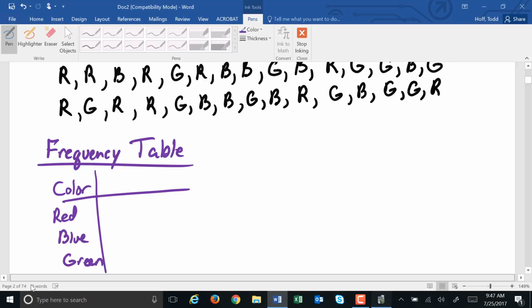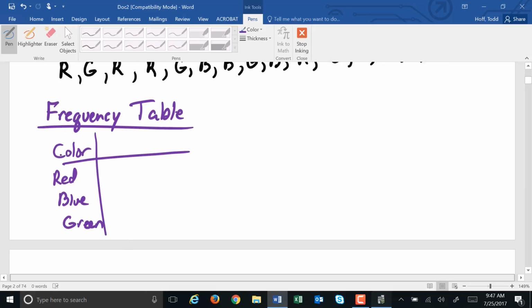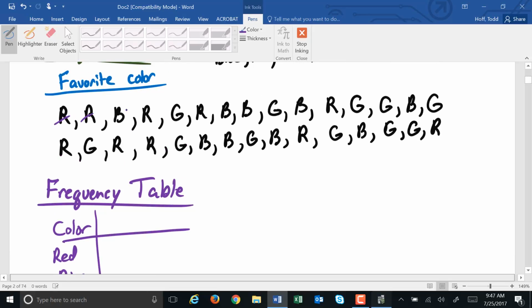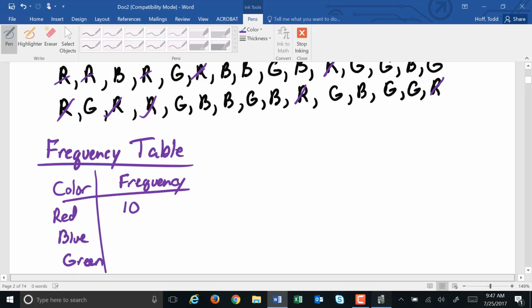Let's count how many reds we have here. 1, 2, 3, 4, 5, 6, 7, 8, 9, 10. You are absolutely correct. That column is called the frequency. That tells us how many times they occur. I can count the blues. 2, 3, 4. Comes up with 9. Okay, I'll trust you on that. Then the greens must be 11.